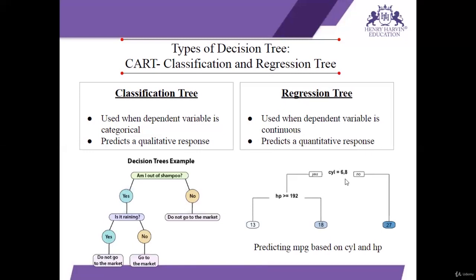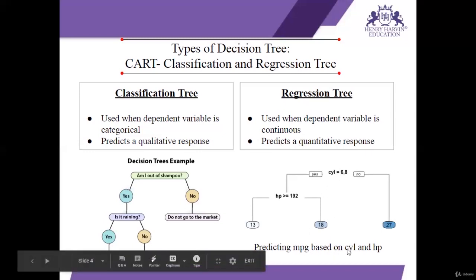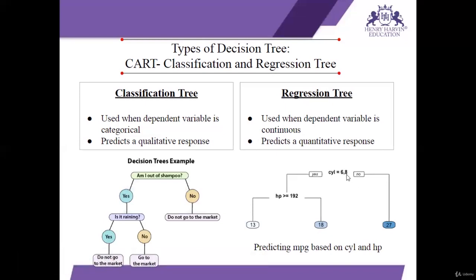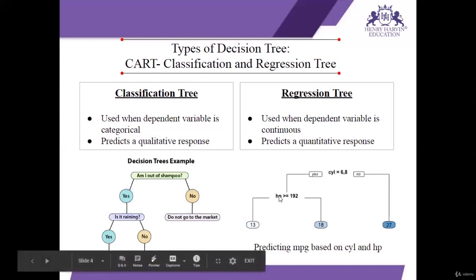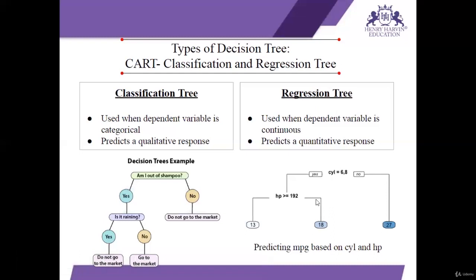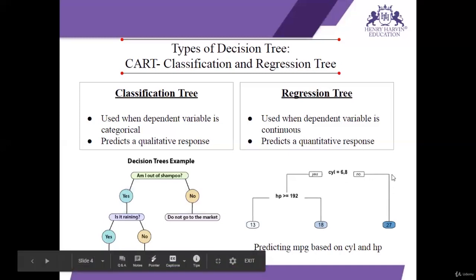As you can see in the example also, here what we are doing is we are predicting MPG based upon cylinder. So if the number of cylinders is equal to 6 or 8, if it is yes, then there is one more decision node wherein it is saying if HP is greater than or equal to 192, the MPG will be 13, and if it is no, so the right side is saying no. So if it is not greater than 192, it is 18. And if the number of cylinders is not equal to 6 or 8, your MPG will be 27.